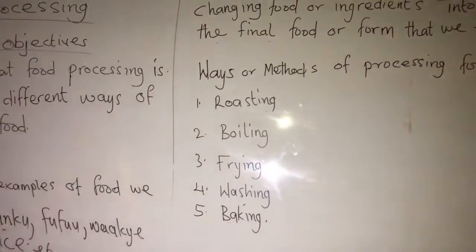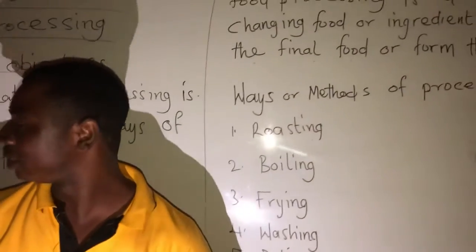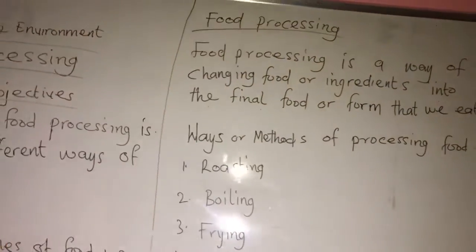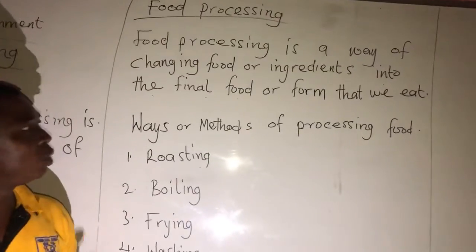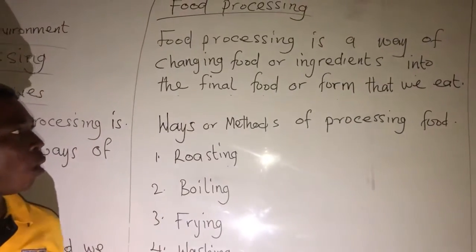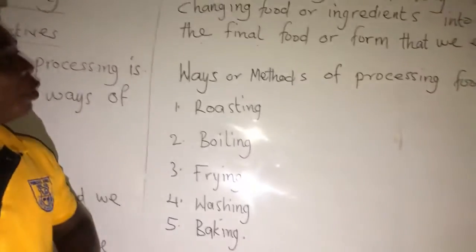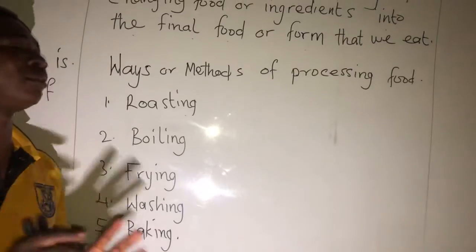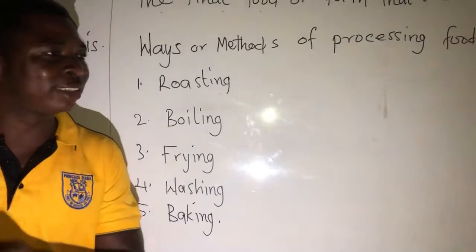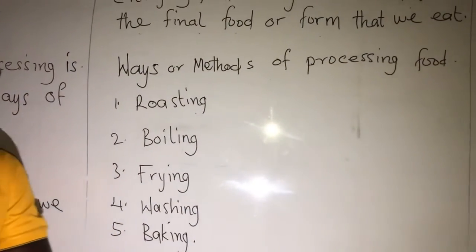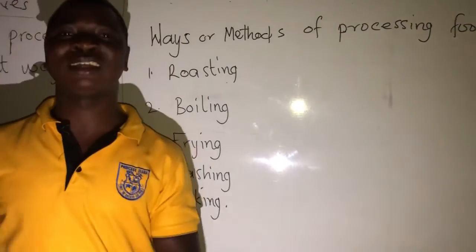We have learned, one, to explain food processing. And we said food processing is a way of changing food or ingredients into the final food or form that we eat. And we also talked about ways or methods of processing food. And we said by roasting, by boiling, by frying, by washing, and also baking.